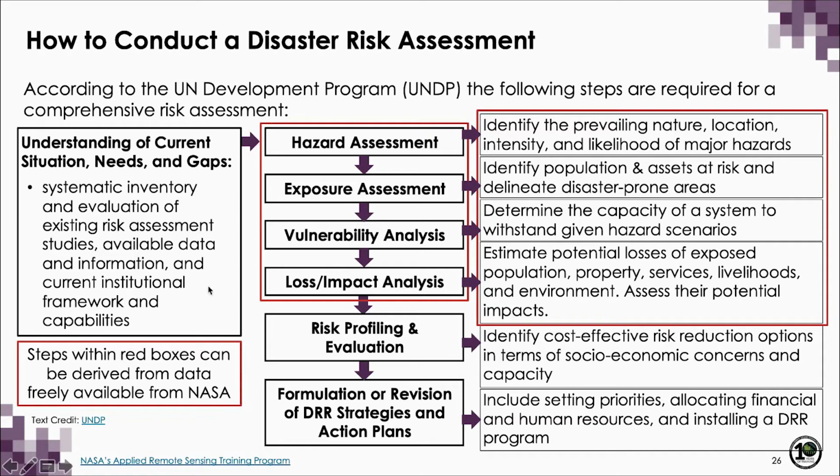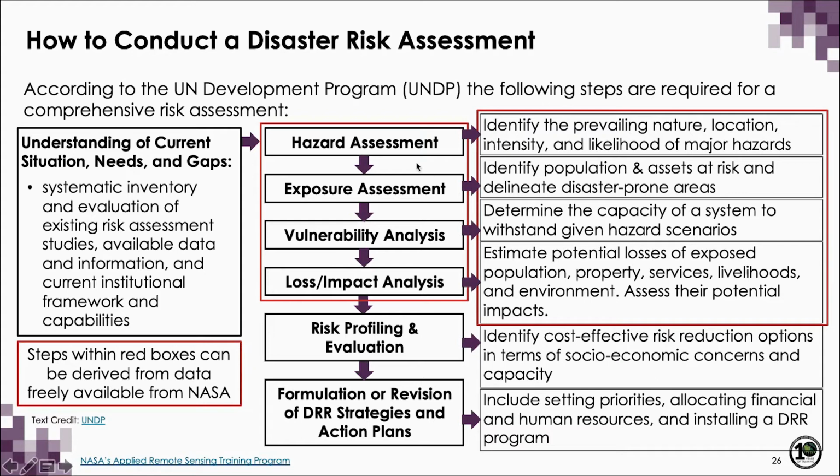It's a busy slide, but what it basically shows is that you need to understand the systemic inventory and evaluation of existing risk assessment studies, available data and information, and current institutional framework and capabilities. So these are required for DRA. It starts with hazard assessment. That means identifying the prevailing hazard, the location, intensity, and likelihood. It could be either single or multiple hazards, such as storm and flood, or landslide and earthquake.